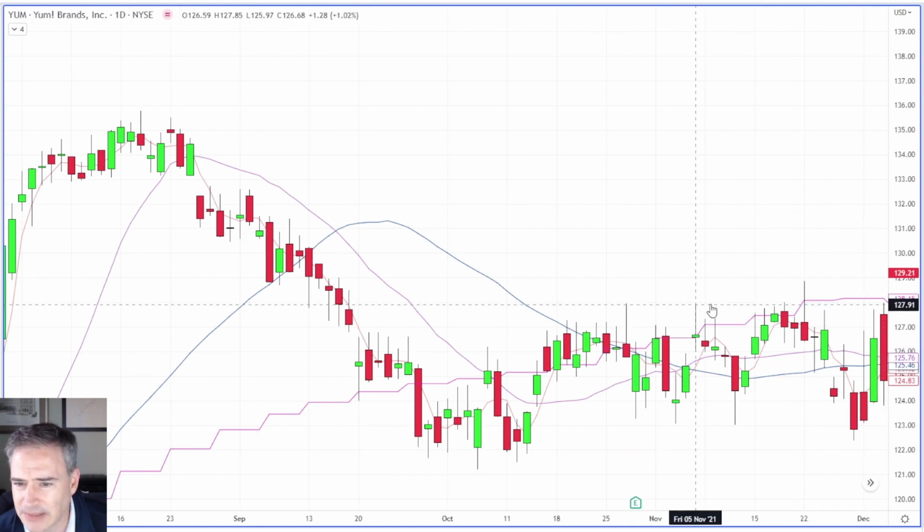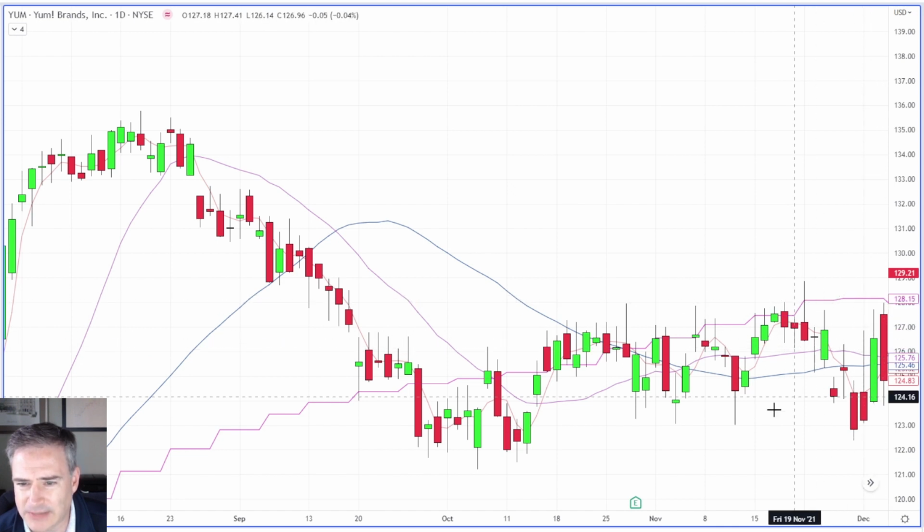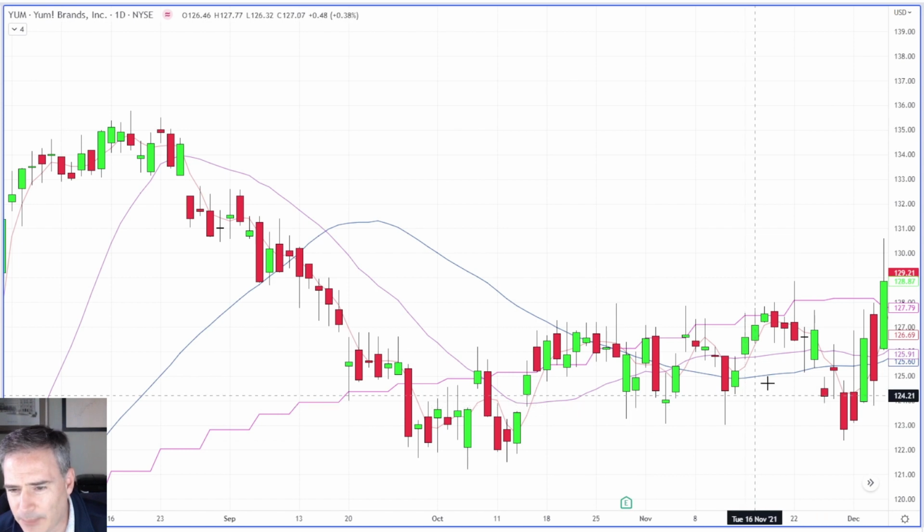So again, didn't get through it on the next try. We still have an 18-week that is causing serious problems. We haven't been able to close above it, and it sends off a pretty big red bar back to the downside.